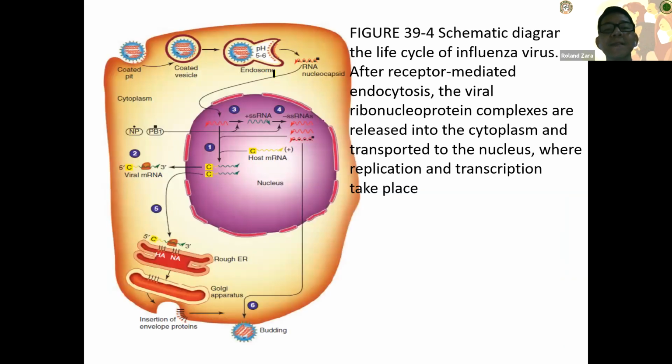Okay, so this is the replication. How do they replicate? This is a schematic diagram of the life cycle of the influenza virus. After the receptor, this one, receptor mediated endocytosis, there will be the release of your RNA, the nucleocapsid, and this RNA goes into the nucleus. With the aid of PB1, nucleoprotein, and PB2, it undergoes transcription and translation in the nucleus. There will be formation of your hemagglutinin and neuraminidase, particularly in the endoplasmic reticulum.